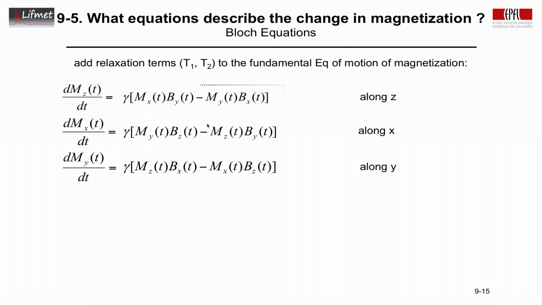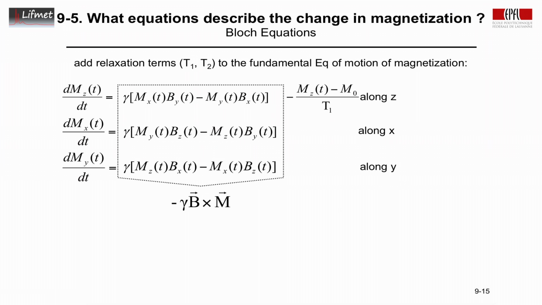But if we look at this as a whole, this expression here is nothing but the vector product of gamma B with M. So this describes the precession of the magnetization around the magnetic field B. And here B is a general term, a general vector. Now we have the relaxation along Z that we have introduced this week. So we have the change in magnetization along Z, change in magnetization along X and Y. So these are the relaxation terms. And this gives us the full set of differential equations, the behavior.